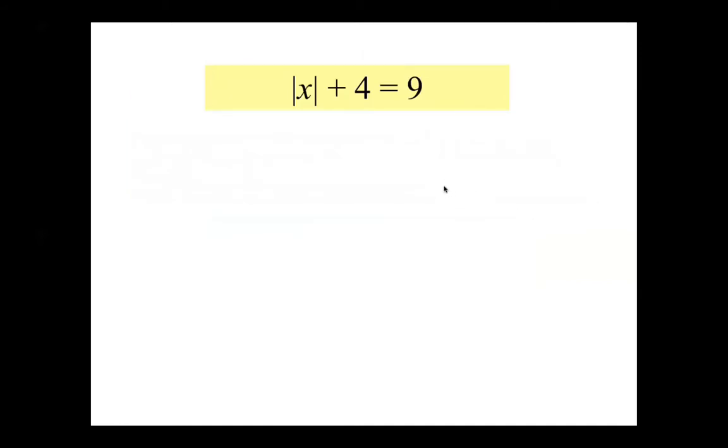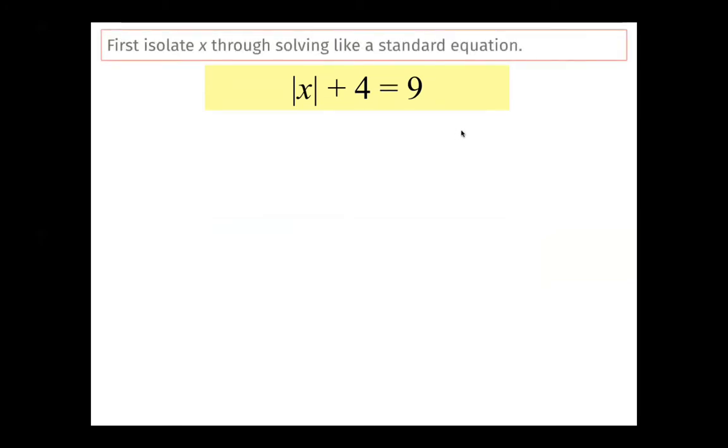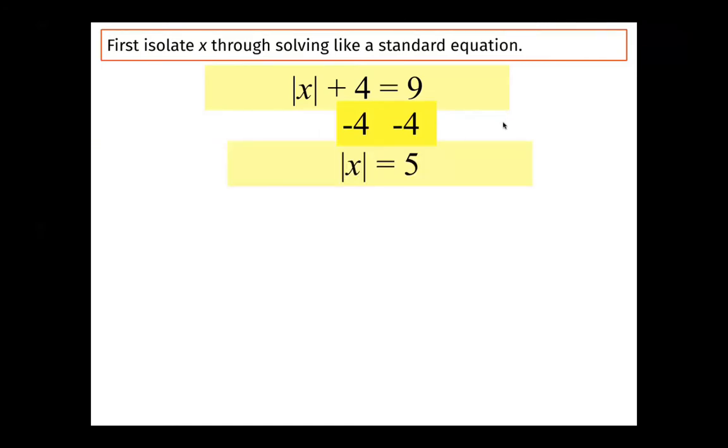Okay, let's look at this example. We're given absolute value x plus 4 equals 9. We're going to first isolate the absolute value by solving like a standard equation. Recall that a standard equation would just look like this without the absolute value. So we're going to carry out our inverse operations first by subtracting 4 from both sides. That gives us absolute value x equals 5.